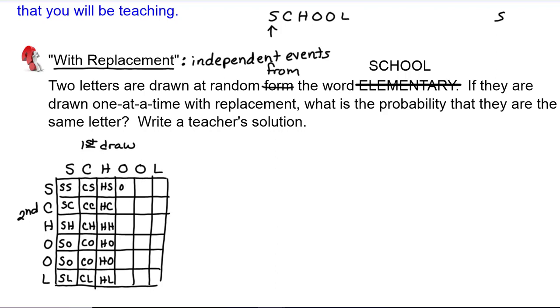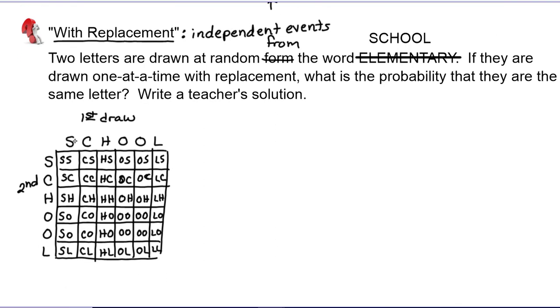An O and an S, an O and a C, an O and an H, an O and an O, an O and an O, an O and an L. OS, OC, OH, OO, OO, OL, and LS, LC, LH, LO, LO, and an L and an L. All of my possibilities.